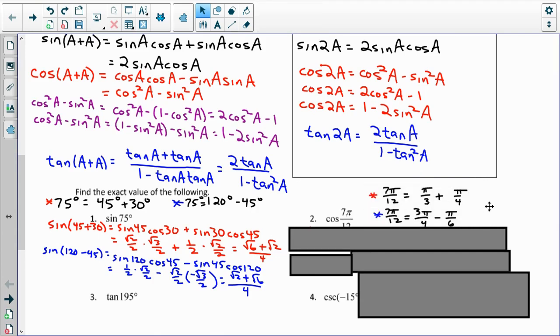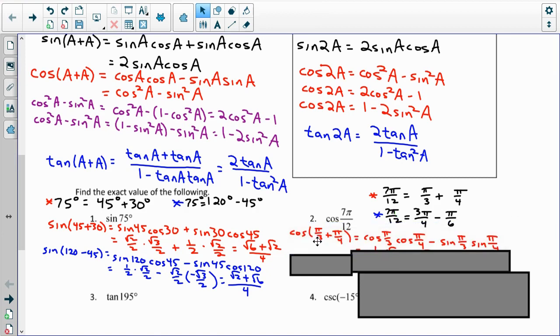Now, 7 pi over 12 in radians, we can still do the same thing. We just have to make sure that we know how to add fractions. So 7 pi over 12 is equal to 4 pi over 12 plus 3 pi over 12, which is pi thirds plus pi fourths. And then I'll also do it one other way just to make sure that you know that you can do it two different ways.